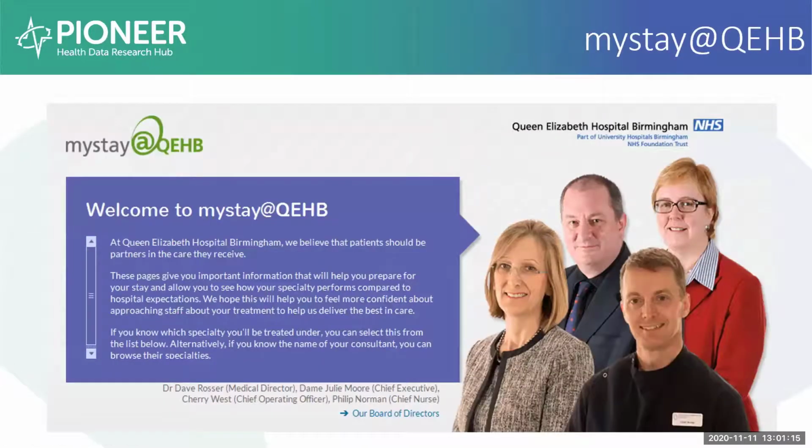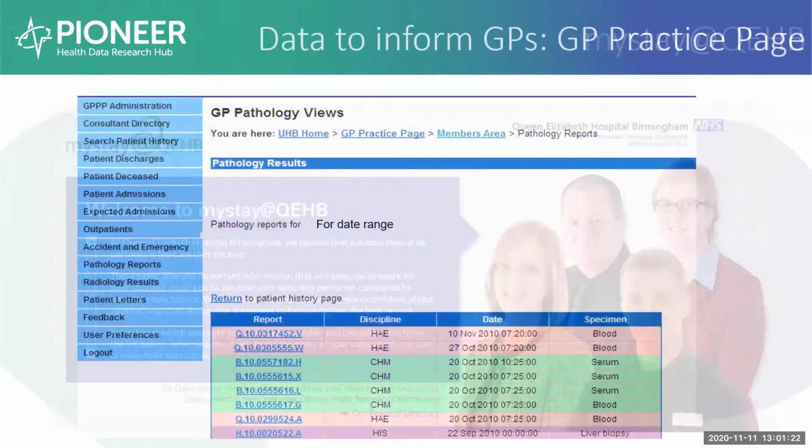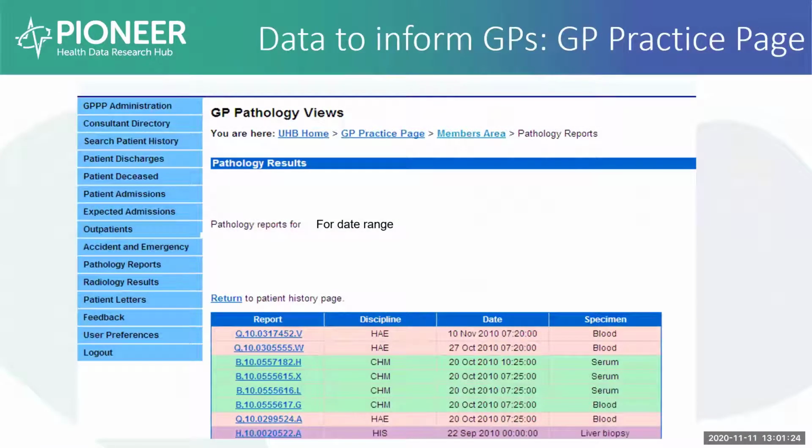We utilise data within the hospital to inform people whilst they're in the hospital what's going on. Next slide, please. We send all of the data out to the GPs, of course, and allow GPs to be looking at data related to their specific patients. Next slide, please.